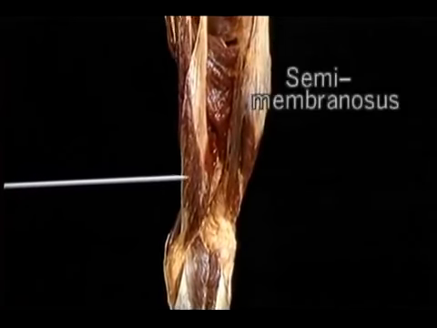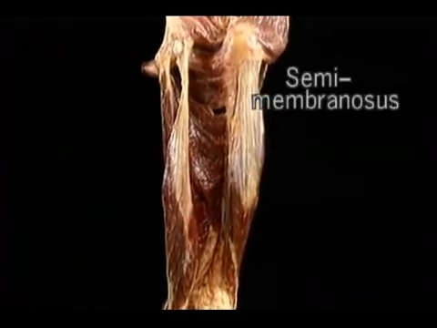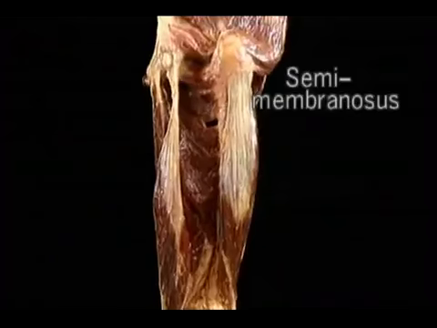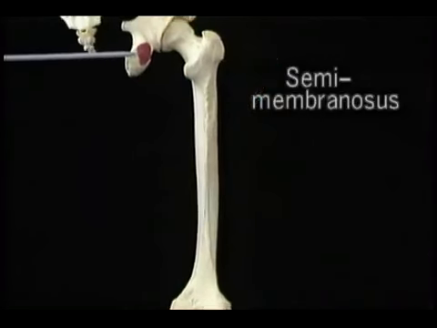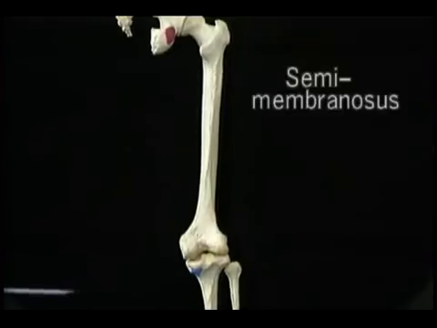Here's semimembranosus by itself. It has a long, flat, membrane-like tendon of origin, which arises from here on the ischial tuberosity. It's inserted here on the back of the tibia.